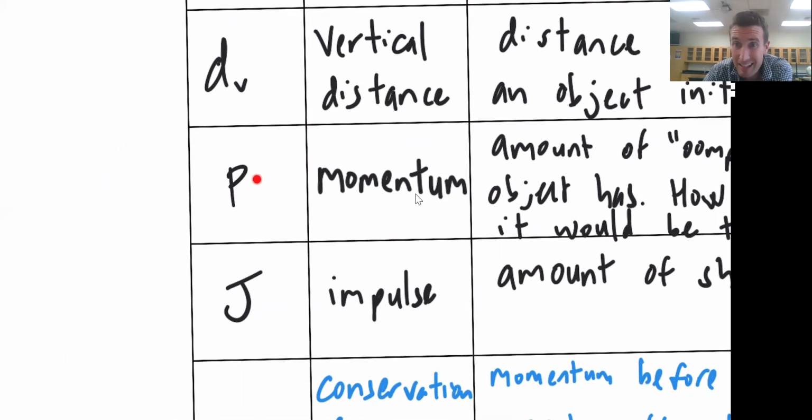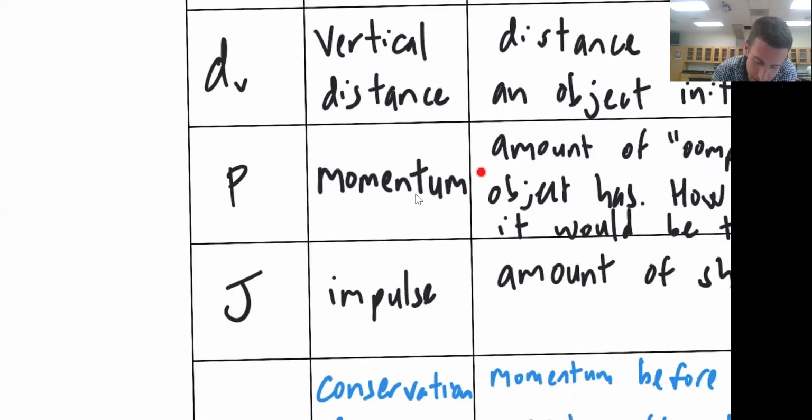I gotta be honest, I have no idea why we would use lowercase p to represent momentum. There is no p in momentum. It's not even like the next letter, L, M, N, O, P. We skipped N and O to get to P, I don't know. But we use lowercase p for momentum.